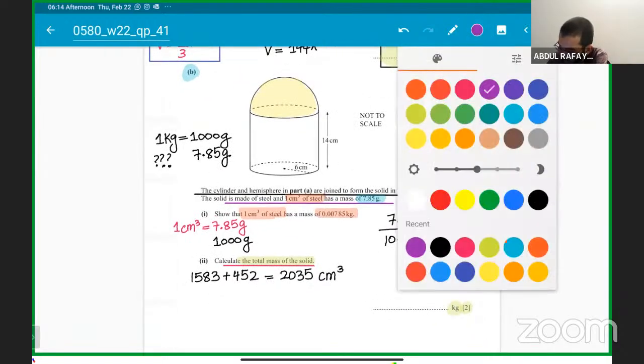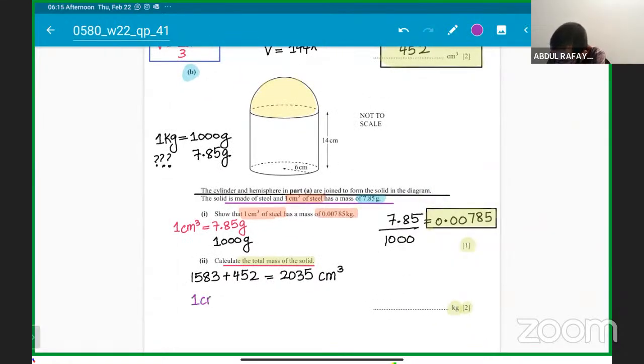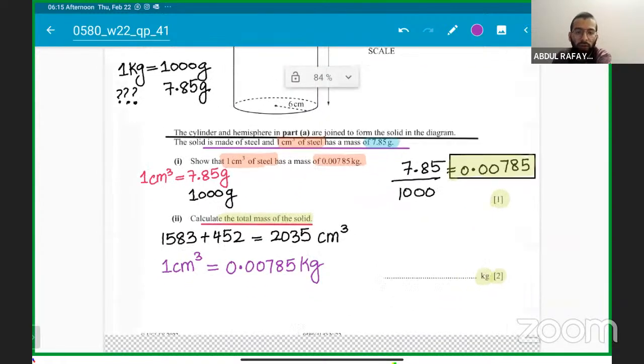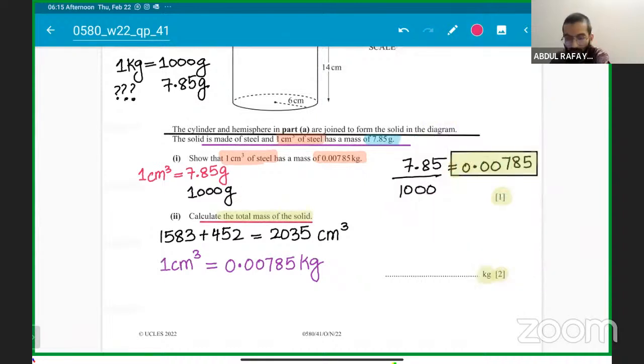Now what we have to do is just convert, because we have to give the answer in kg. 1 centimeter cube we have just proved in the previous part is 0.00785 kg. So 2035 centimeter cube will be multiplied by that, and you will get the answer. So it will be 15.97475. Is everyone getting it? This is the answer in kg.